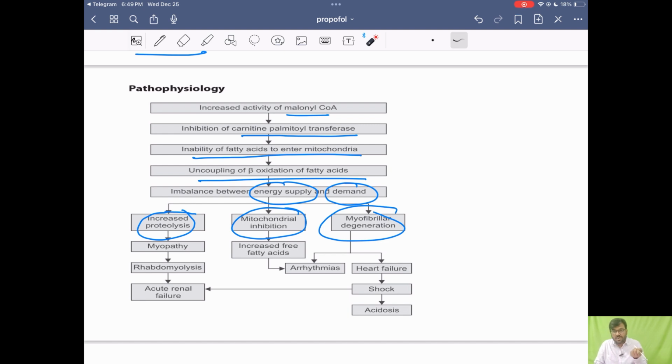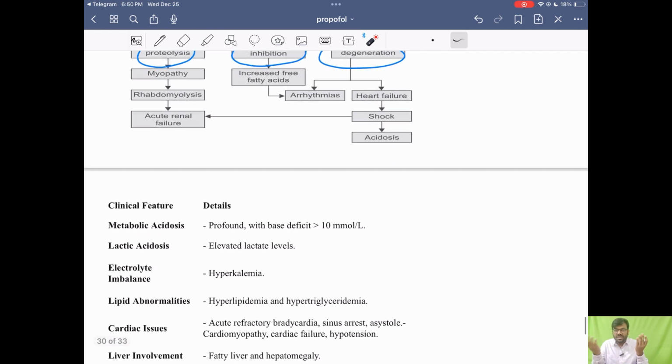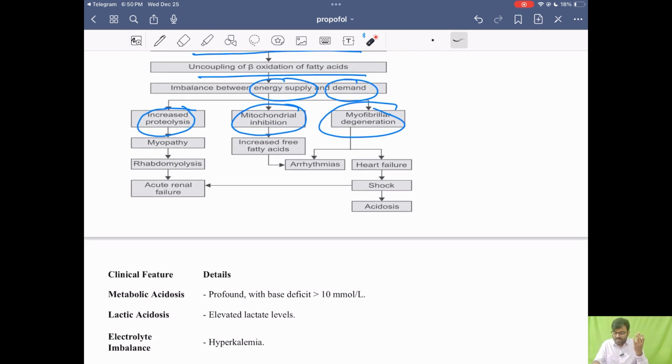The second way the body tries to counter is mitochondrial inhibition. That again will increase the free fatty acids, and free fatty acids can lead to arrhythmias. Last, myofibrillar degeneration further leads to arrhythmia and heart failure. Heart failure can lead to shock. Shock can lead to ARF, or shock can lead to acidosis. All these things are seen in ICU. These are not very much seen in operation theaters; they are very commonly seen in ICUs where propofol is used as a sedative agent. There can be acidosis, protein breakdown, and rhabdomyolysis. These features are seen.